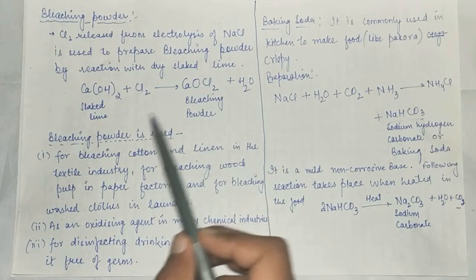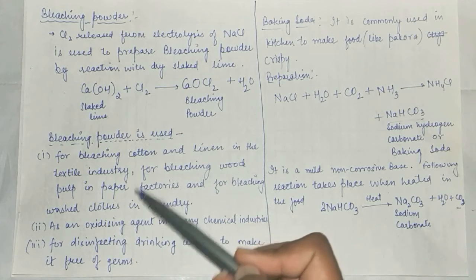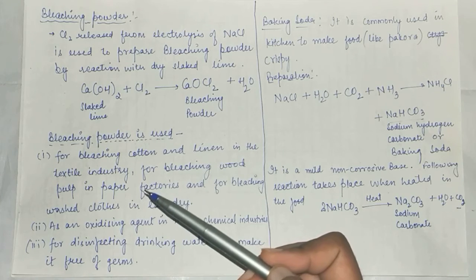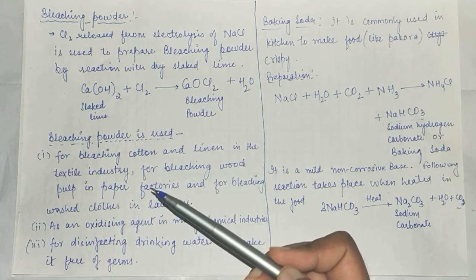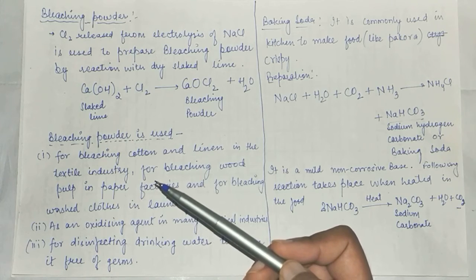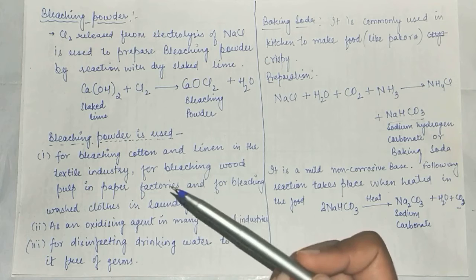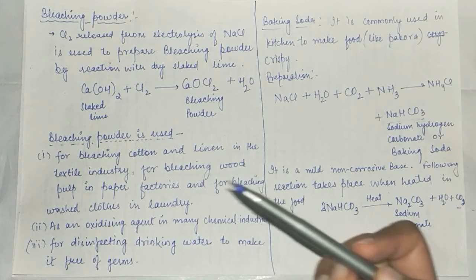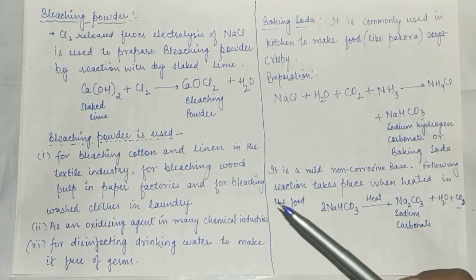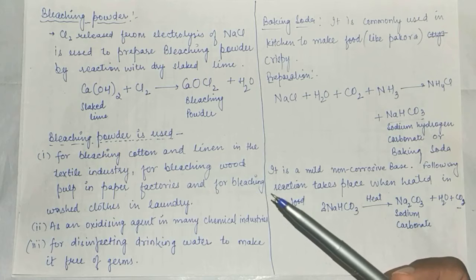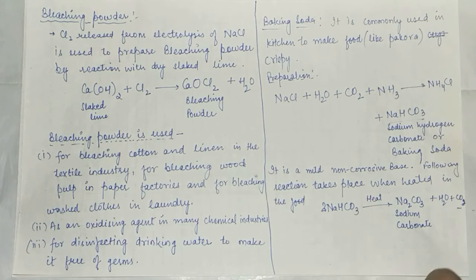Okay, what are the uses of bleaching powder? Bleaching powder जो होता है, that is a decolorizing agent या oxidizing agent. दो तरह का काम करता है. It's a decolorizing agent and an oxidizing agent. Also it produces Cl2 gas, and you know Cl2 is a disinfectant.